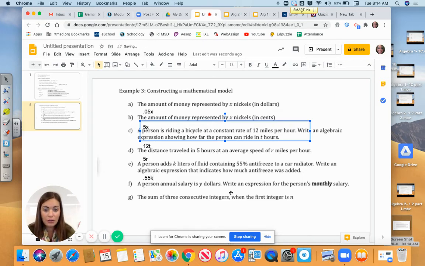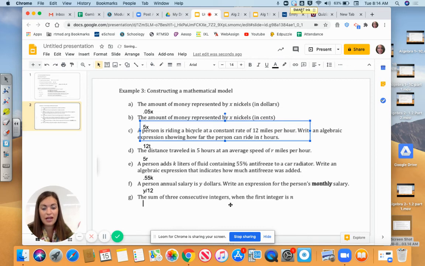A person's annual salary is Y dollars. Write an expression for the person's monthly salary. All right, so if in a year they are making Y, to figure out how much they make per month, we would divide by 12. So this would be Y divided by 12.